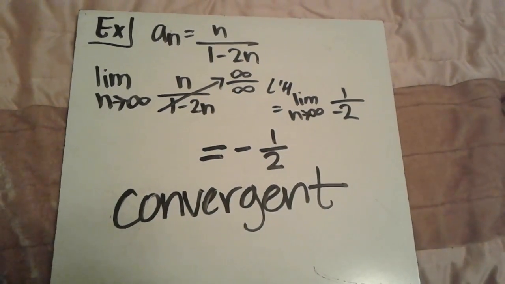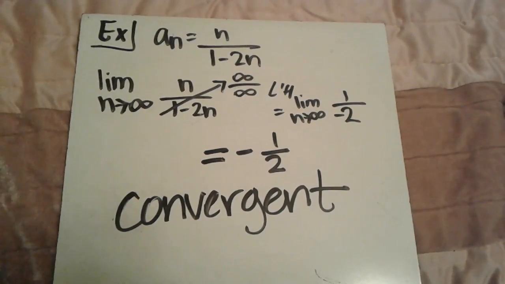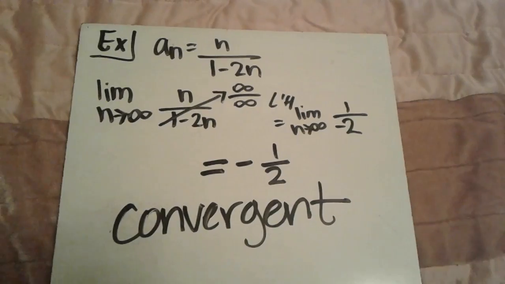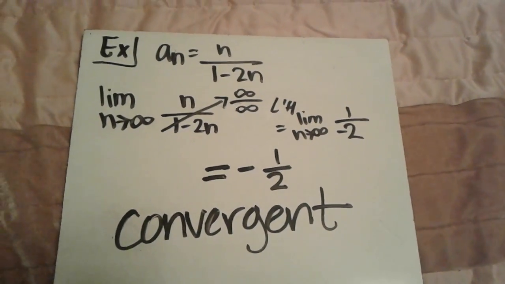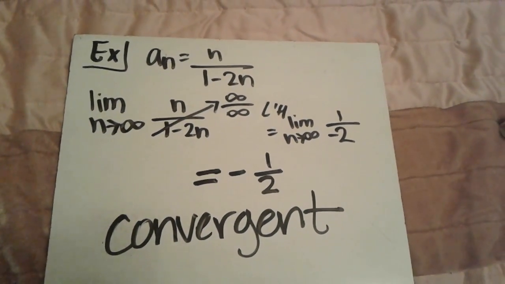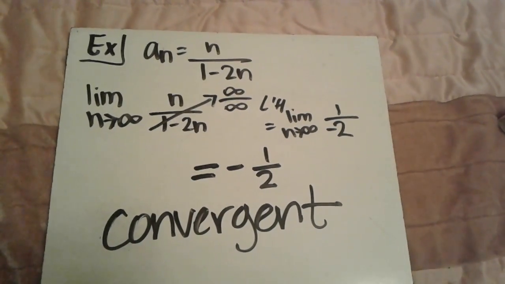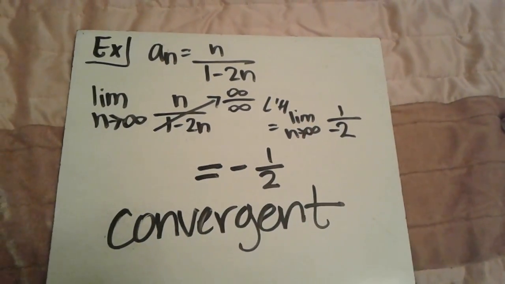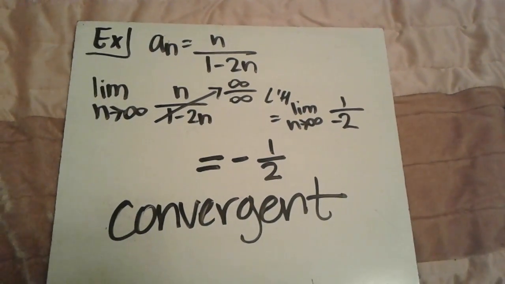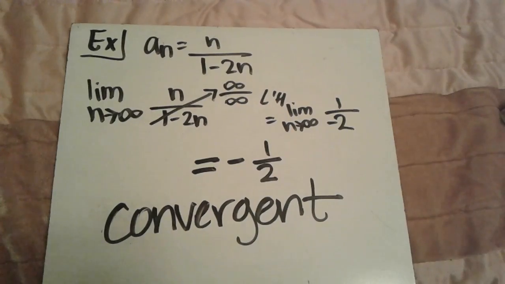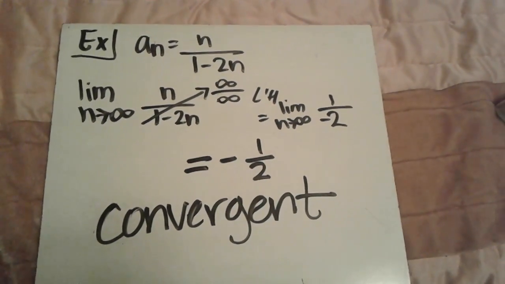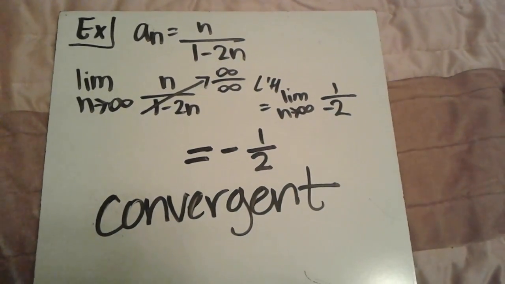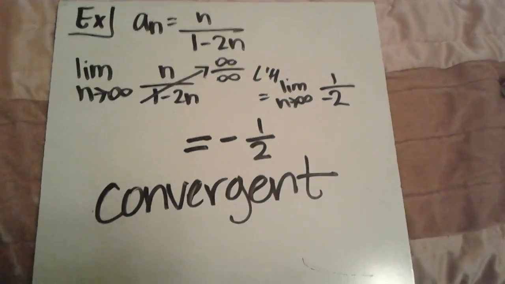This is an example of trying to find out whether a of n is divergent or convergent. In this, a of n is n over 1 minus 2n. To figure this out, you would set it to be the limit as n approaches infinity of n over 1 minus 2n. When you plug in infinity into the n's, you would get infinity over 1 minus 2 times infinity, which is infinity over infinity.